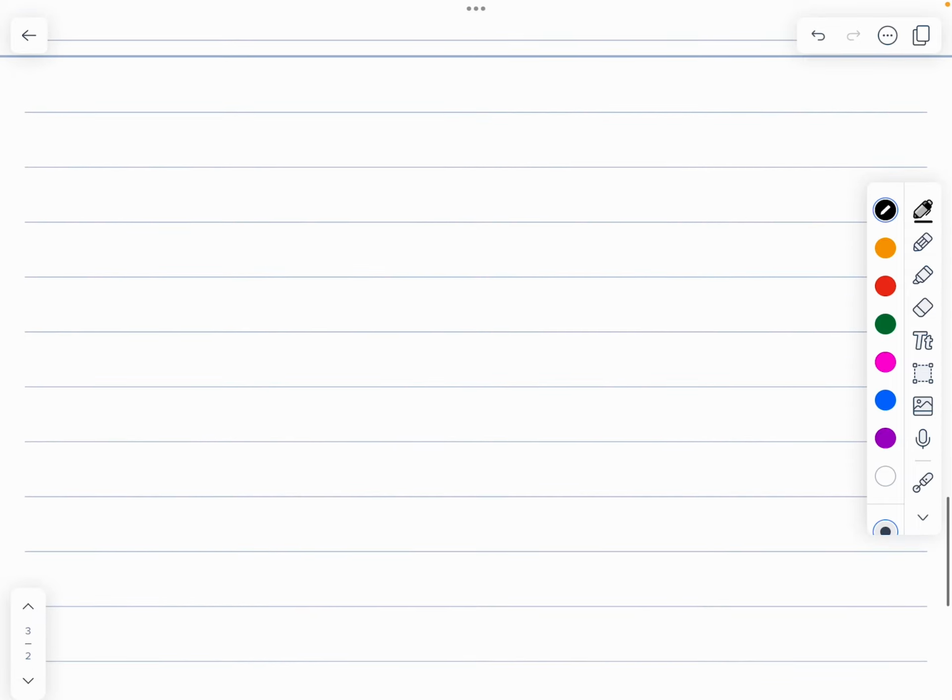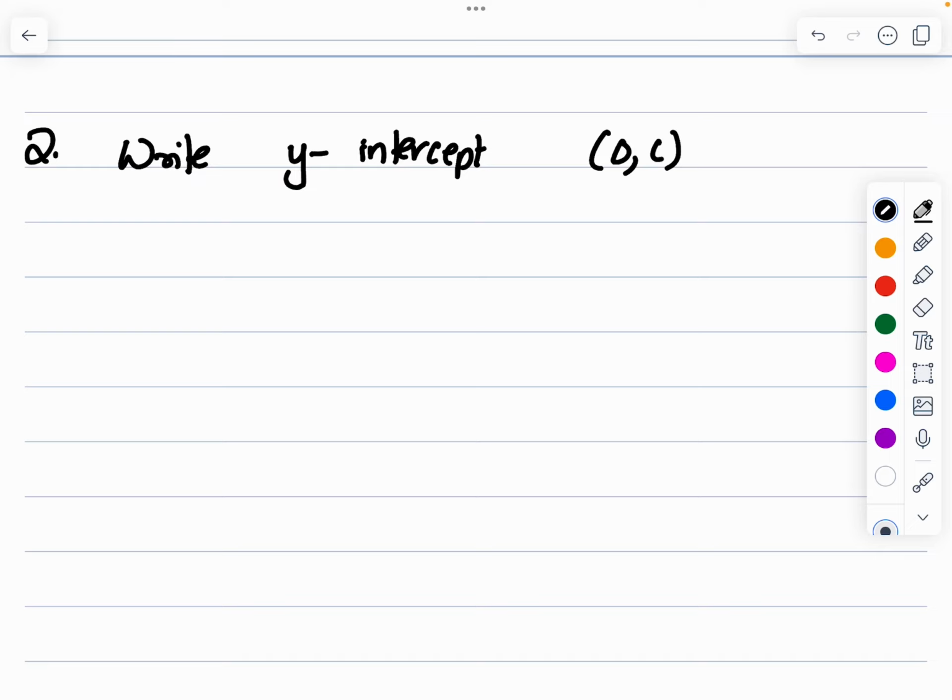Now the second kind of questions. What is the second kind of question? Write the y-intercept. The y-intercept will always be in the form of (0, c). For the y-intercept, the x value will be equal to 0.